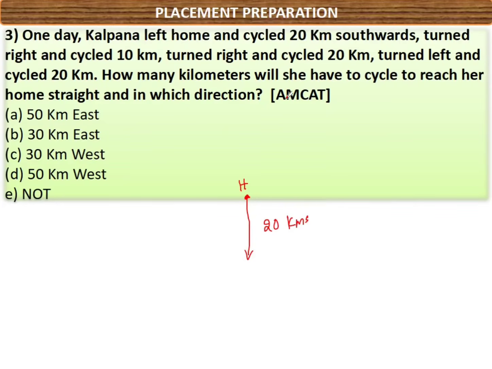Now she turned right. If she is going like this, her right will be definitely this side, our left. So how much? 10, approximately half of 20, 10 kilometers. She turned right again, so from here she is turning right, means this side, upside, 20 kilometers. These both should be same, 20 and 20. Now she turned left. So from here she is turning left and walks 20 kilometers.